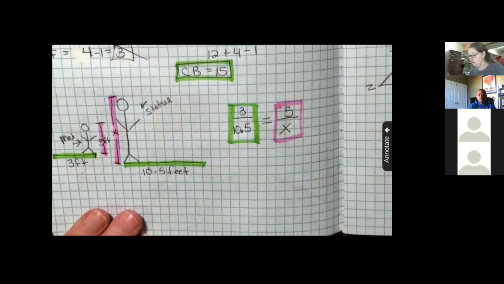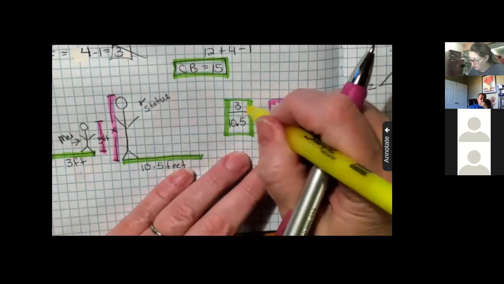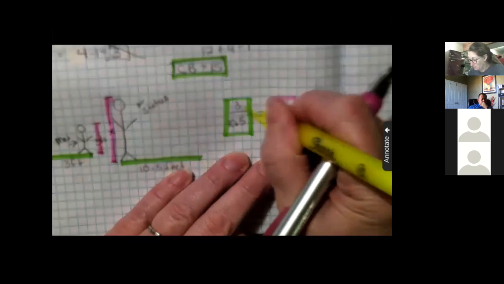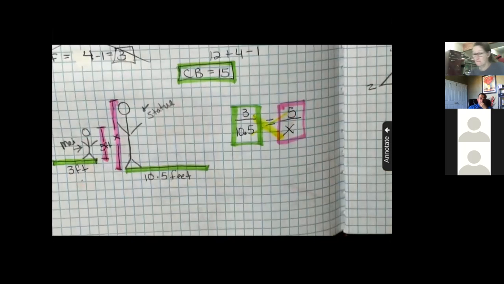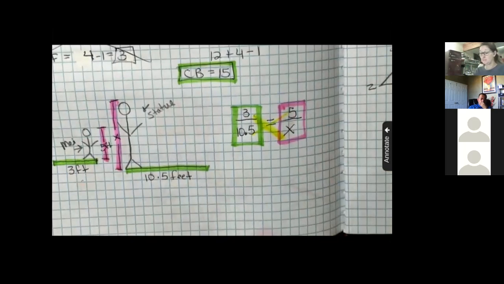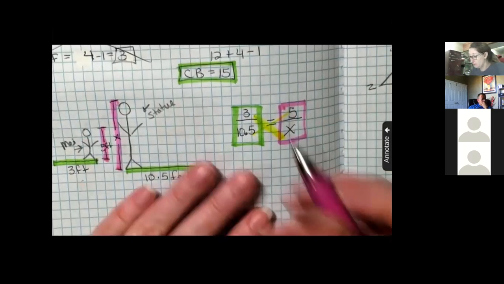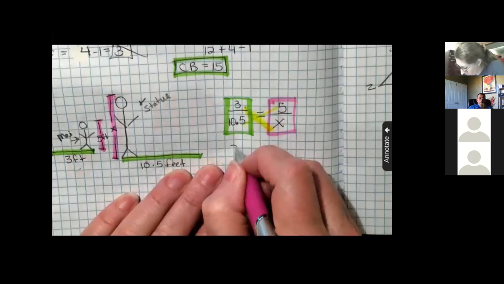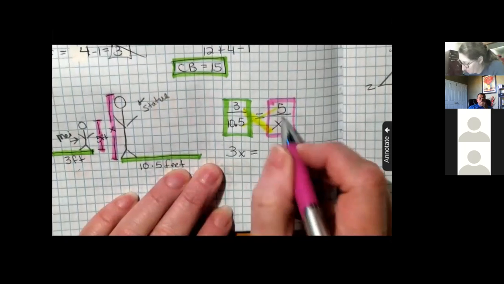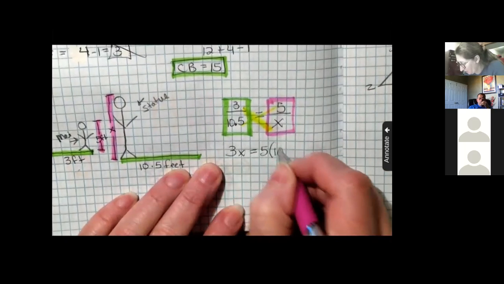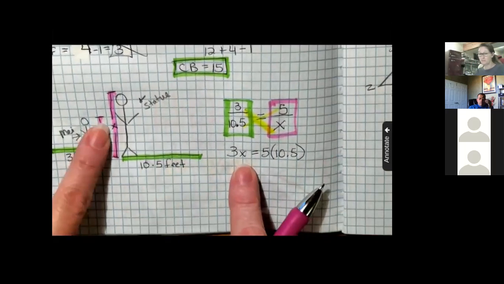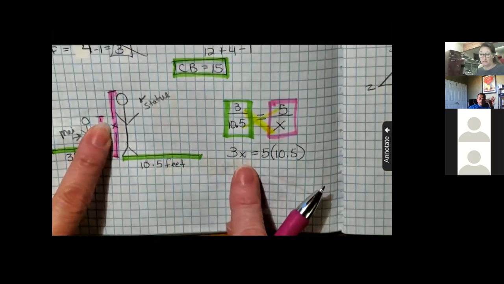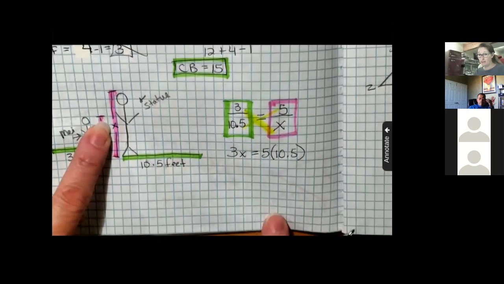Now, what am I supposed to do next? Somebody tell me. How do I set it up? I mean, I set this part up. That's right. So I'm going to take 3 times X equals 5 times 10.5. Now, when I get X, it actually is the statue height. So once I solve for that, I am done, sort of.